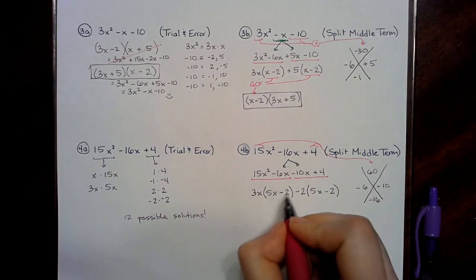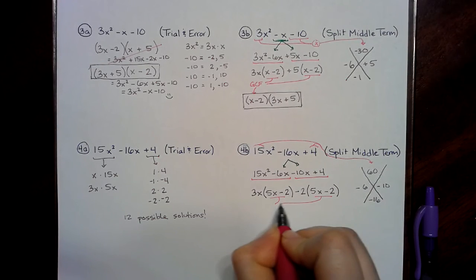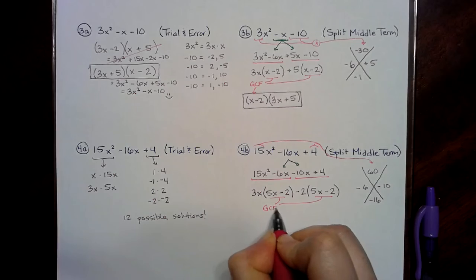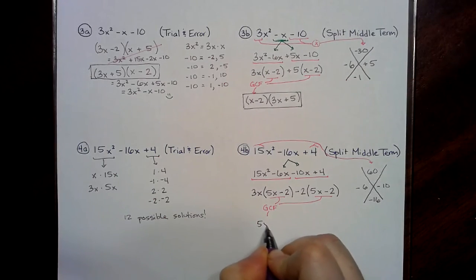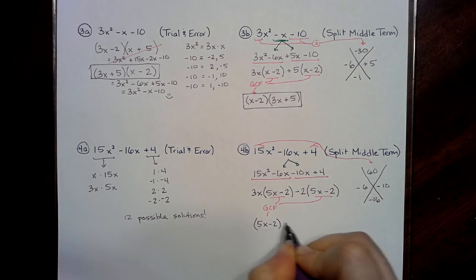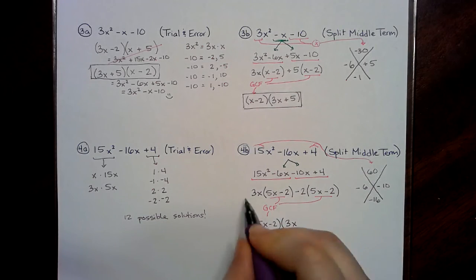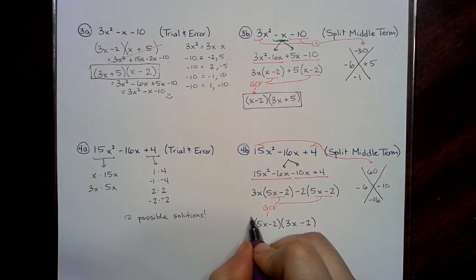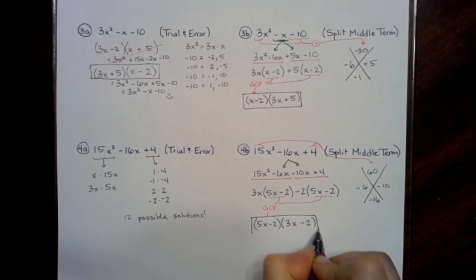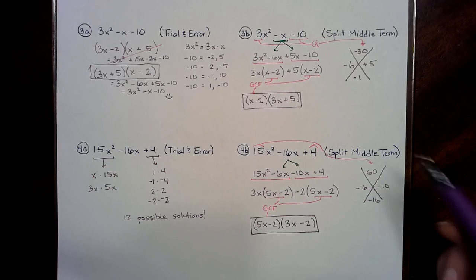And again, these match. So I can pull them out as the greatest common factor. And what I'm left with from the first piece is 3x, and from the second piece I'm left with negative 2. So here is my final answer for this polynomial.